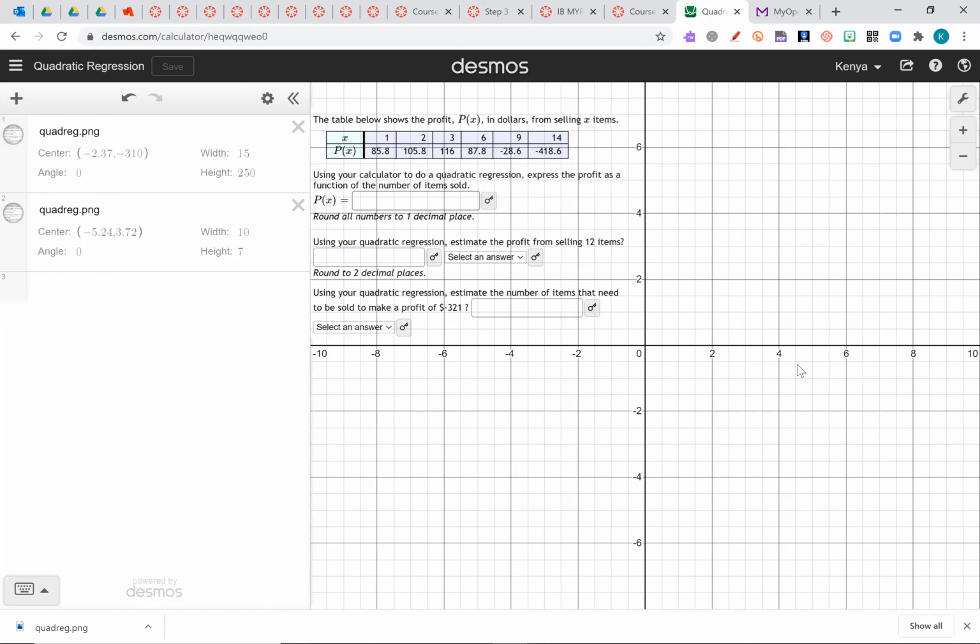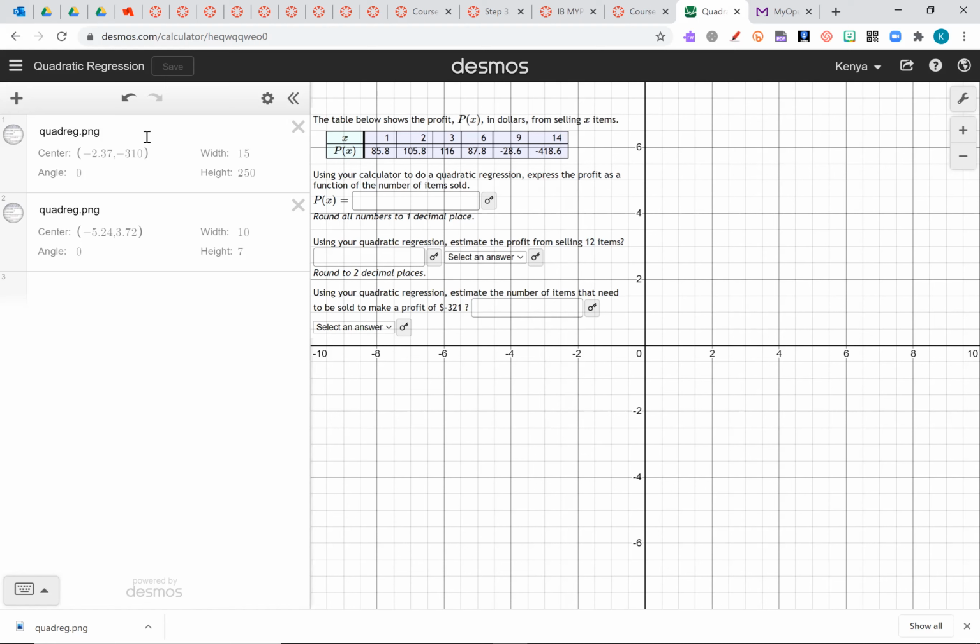Hi everybody, in this video we're going to learn how to calculate the quadratic regression. So let's get into it. The table below shows the profit P of X in dollars from selling X items. So here we're given a table.